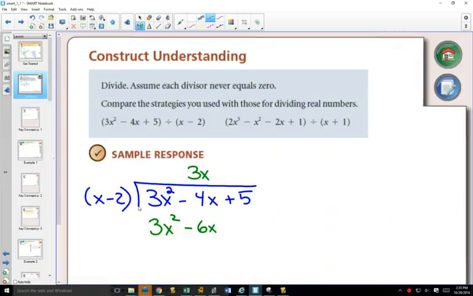In long division, what was our next step? We subtracted. We're going to do the same thing here. But because we have more than one term, we're going to put it in brackets before we subtract. So here, 3x squared minus 3x squared, we get 0, which is good. And here, minus 4x minus a negative 6x is plus 2x. This is where you're going to make your mistake, in your adding and subtracting. And then 5 minus nothing would still be 5.